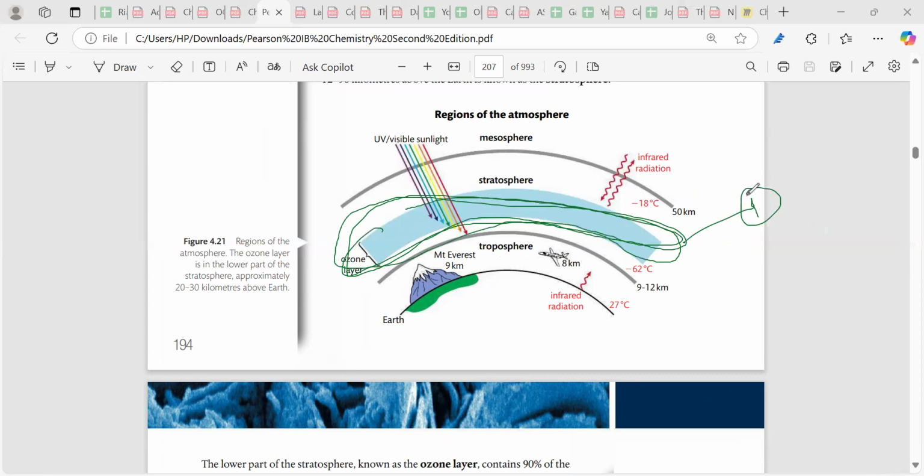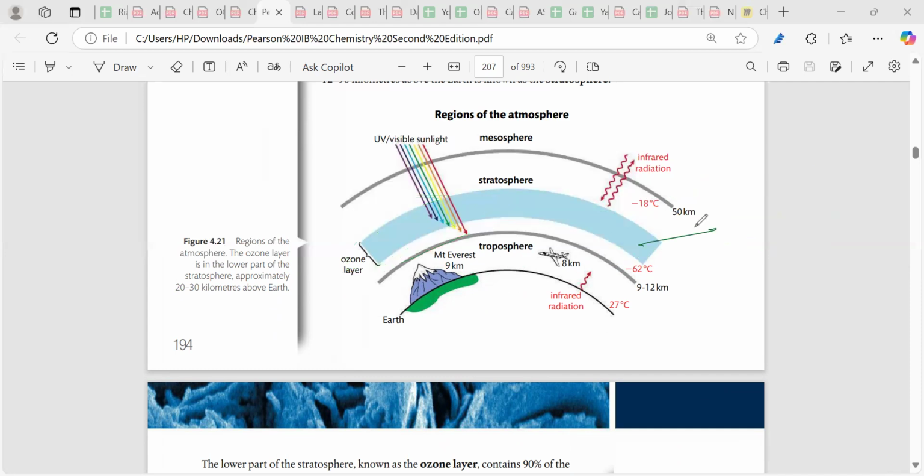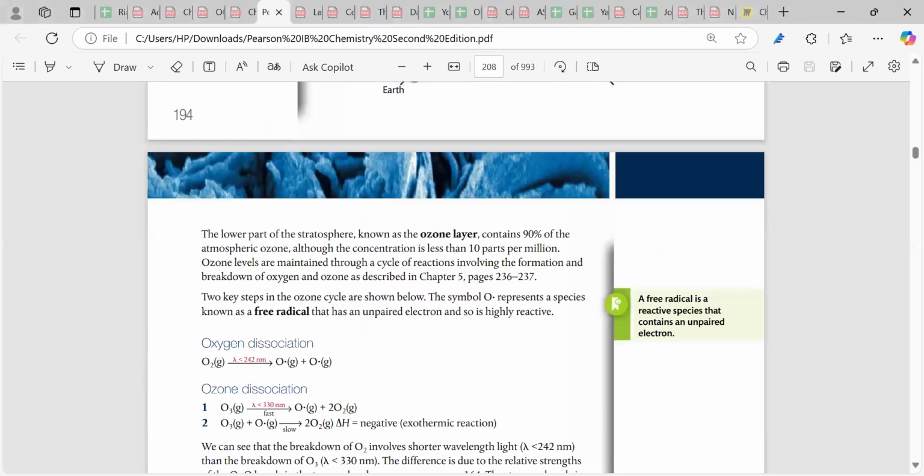So we have to explain two things: how the atmosphere over here gets heated up, and second, how the stratosphere layer helps to absorb the ultraviolet ray. Is it clear to you? Now in the ozone layer, what happens? This stratosphere contains oxygen and ozone, right? In a very fine balance, reactions are happening.